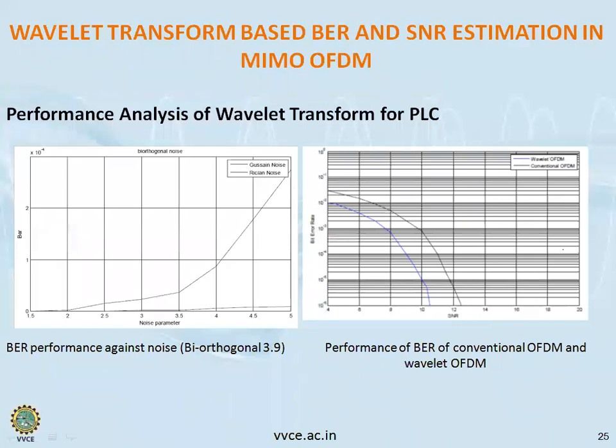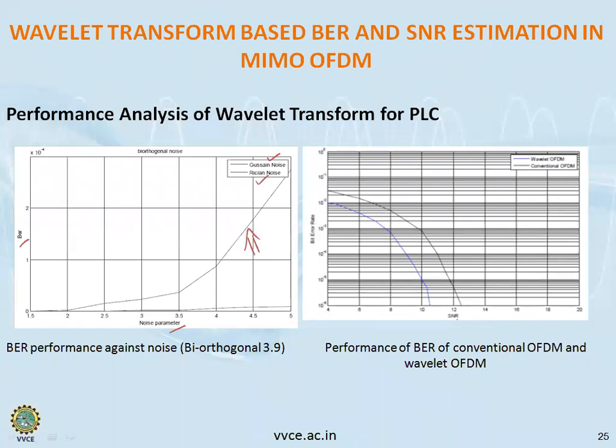Now this is the performance analysis, where we are analyzing the noise parameter with respect to bit error rates. I'm considering both types of noise signals: the Gaussian noise, which is one of the most common noises, and the Rician noise, which is the critical noise. From this we can observe that whenever the noise parameter increases, the corresponding bit error rate increases, in the range of 10 to the power minus 4. It is a very good sign.